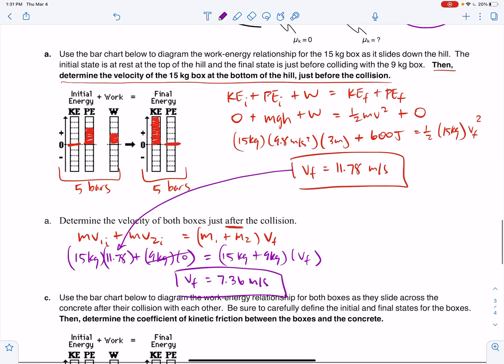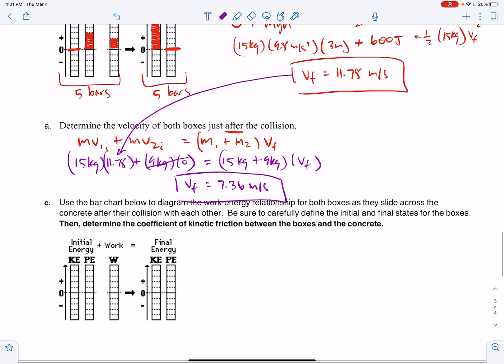All right, finishing this up. Now, it says use the bar chart to diagram the work-energy relationship for both boxes as they slide across the concrete after their collision with each other. Be sure to carefully define the initial and final states for the boxes, then determine the coefficient of kinetic friction between the boxes and the concrete.